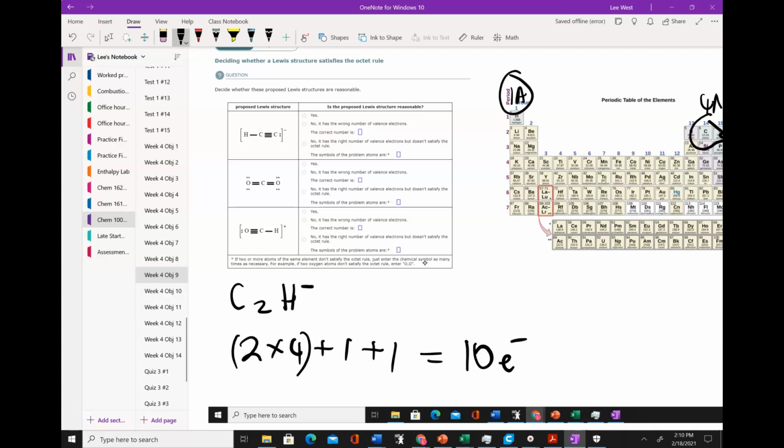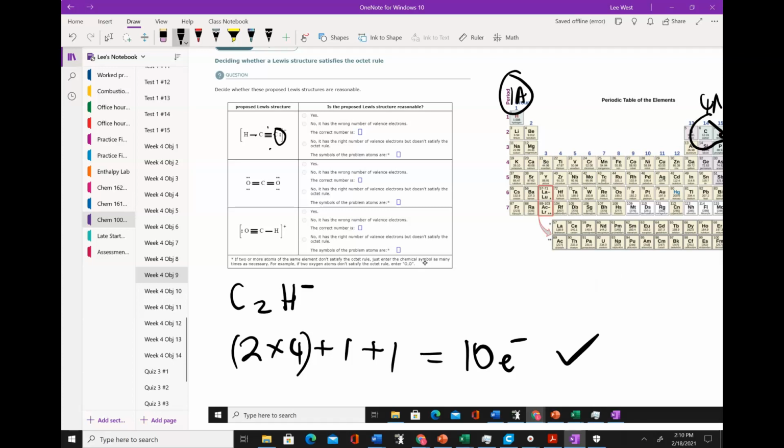So remember, every line counts for 2. So 2, 4, 6, 8. And then that's from the bonds, we've got 8. And then we've got the lone pair, plus 2 equals 10 electrons. So the valence electron count is correct.